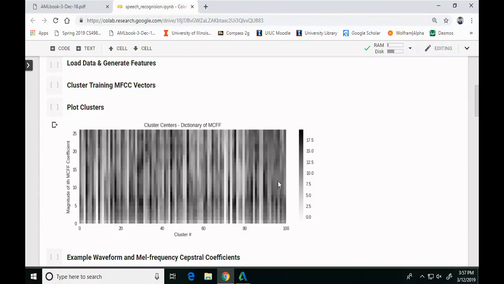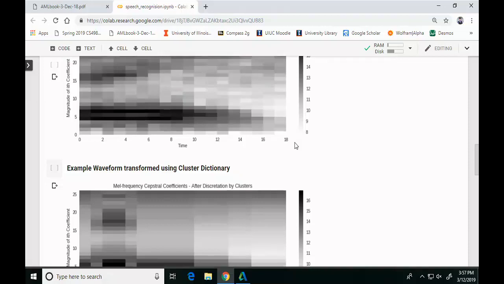Again, I only did 100 clusters, and I could do way more. You didn't really need that many; probably 100 was overkill. These are probably a lot of similar ones and we didn't need them.